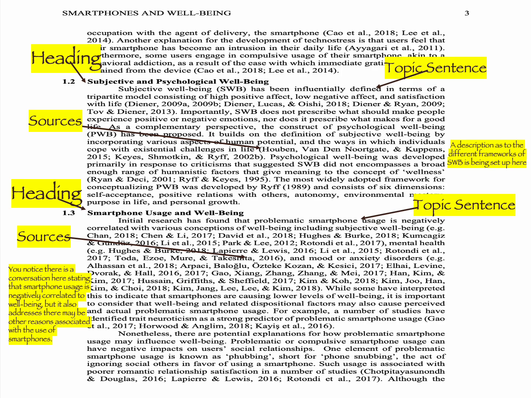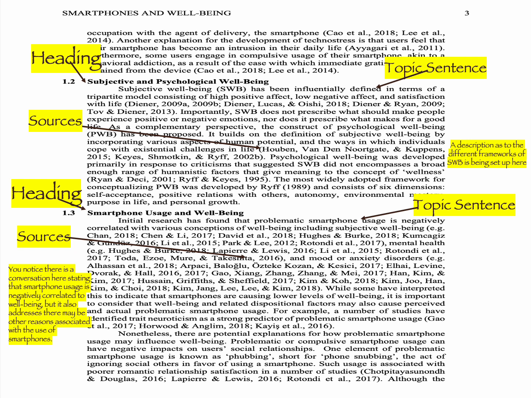Where does that writing come from? That comes from the ideas of Houben, Van den Noortgate, and Coupens, Keyes and Schmotkin and Riff. Okay. Psychological well-being was developed primarily in response to criticisms that suggested SWB did not encompass a broad enough range of humanistic factors that give meaning to the concept of wellness.